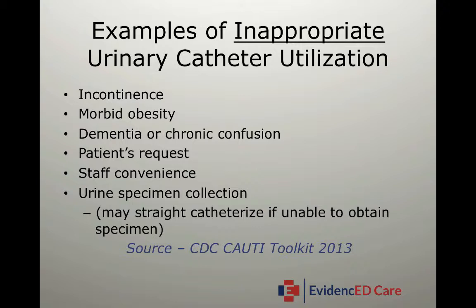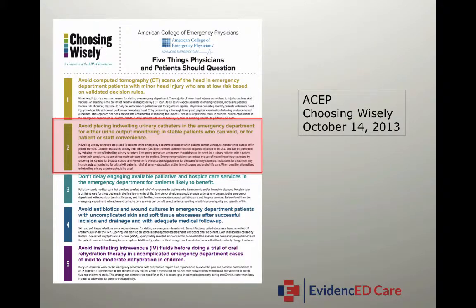So we really need to do a good job of educating our patients and our providers on how to avoid urinary catheters for these indications. And while staff convenience and workloads are very important, we need to be sensitive to the risk and benefits. The American College of Emergency Physicians feels that this is such an important issue. It is one of their Choosing Wisely criteria.